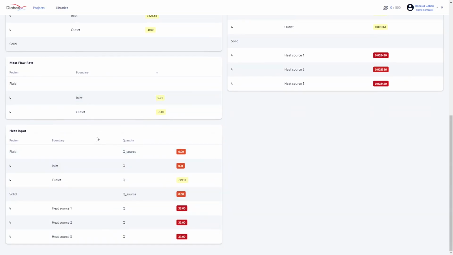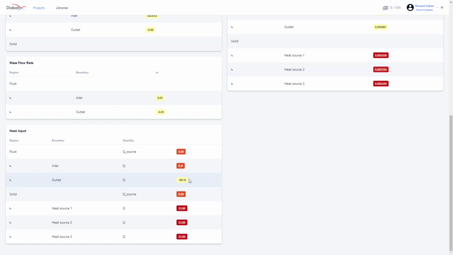The heating power values are shown in the fourth table at all regions, boundaries, or subregions. These values indicate the heating power in watts that is transferred to the regions, subregions, or boundaries. If we look at the inlet and outlet, the positive value means that heat is added via this boundary, while the negative value means that heat is evacuated through the boundary.